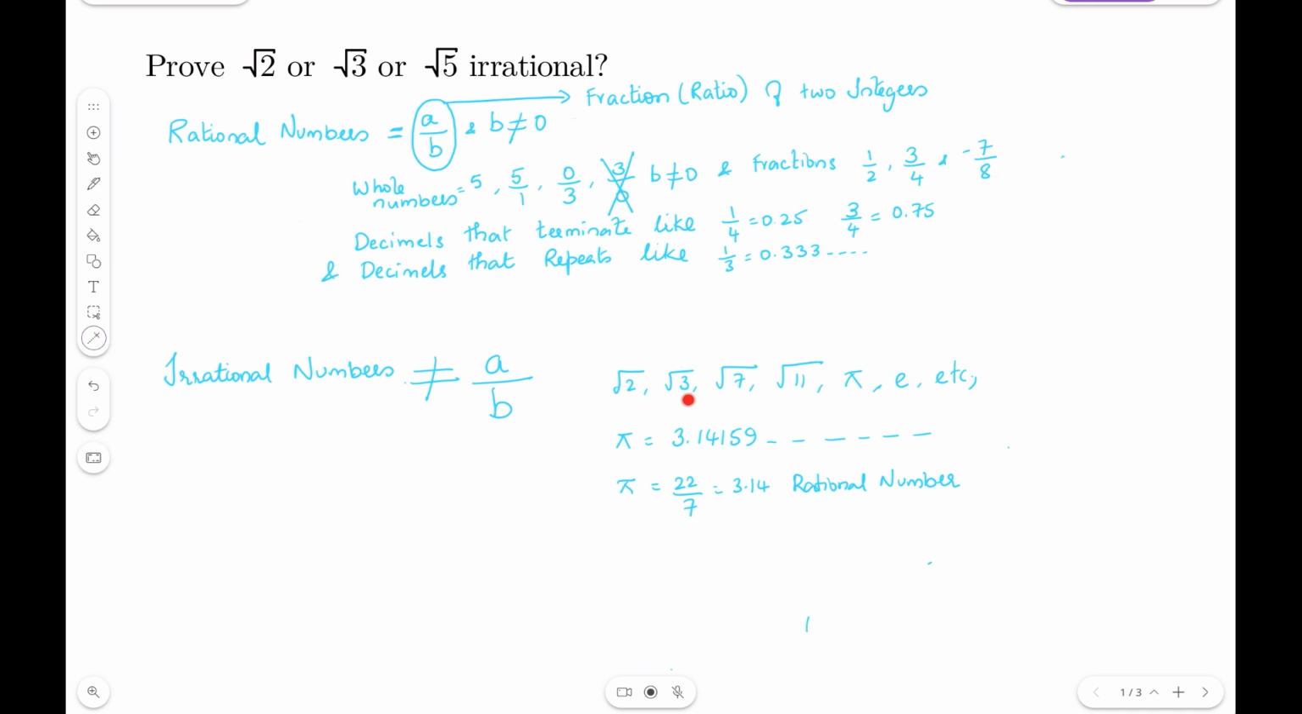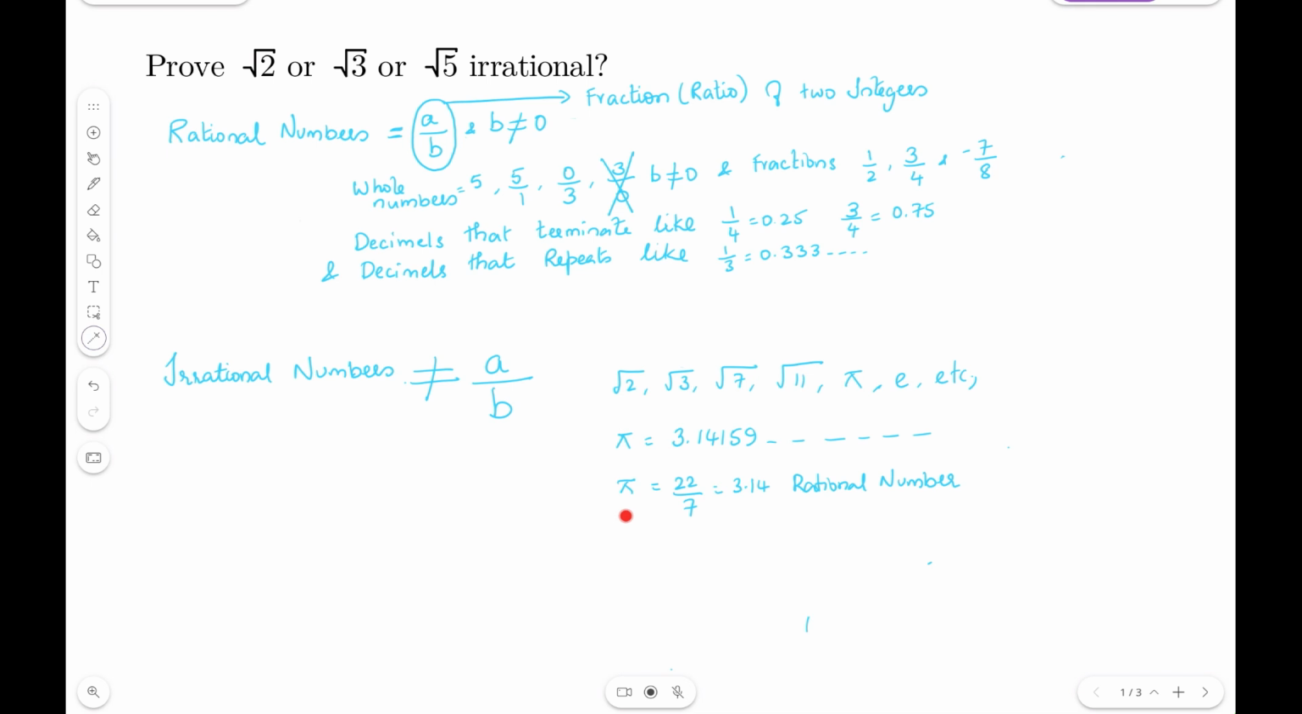Same thing goes for root 3, root 7, root 11. The decimal values for these keep on going, they don't stop, and they don't repeat. Same thing goes for pi and e. Pi's actual value is 3.141592 something, but even pi does not stop. It keeps on going forever. So such numbers are known as irrational numbers.